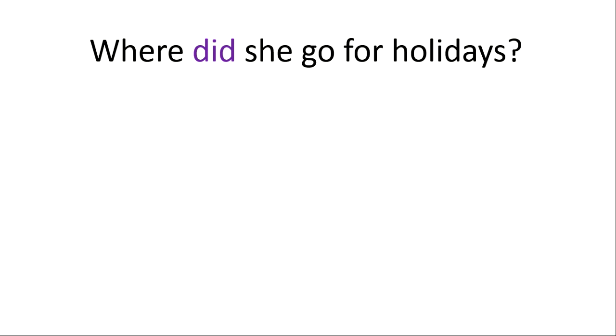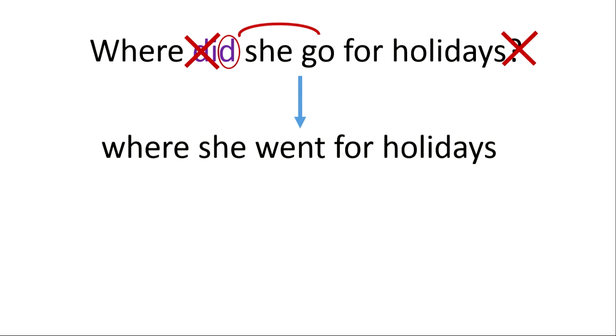The next example, where did she go for holidays? This time I'm going to use did, which is used for simple past. Again, as usual, we get rid of it and the question mark, but we have did, which means the sentence must be in the simple past tense. So we change the main verb, and we have where she went for holidays. So go changes to went because we do not have did anymore.